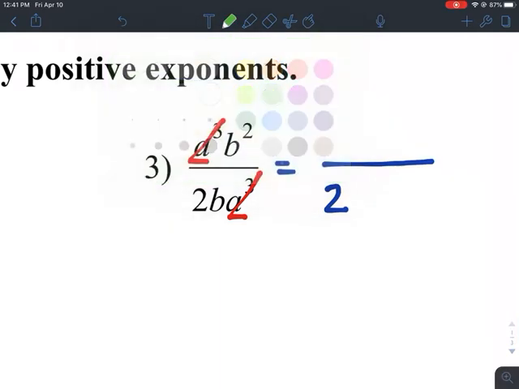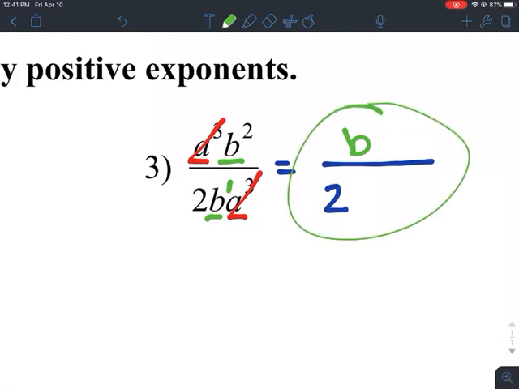Then with my b's, I have 2 here and a 1 there. So there's more on top. And then 2 minus 1 is just 1. So the answer is b over 2.